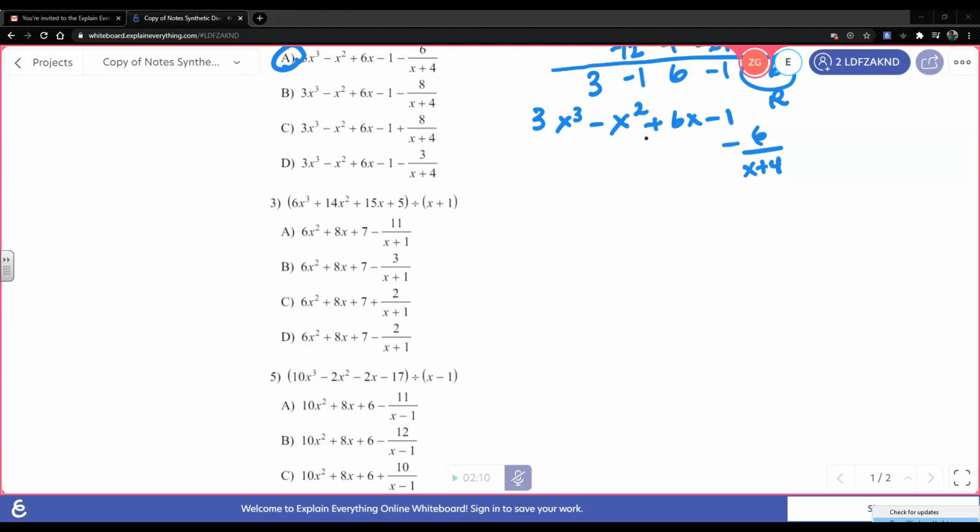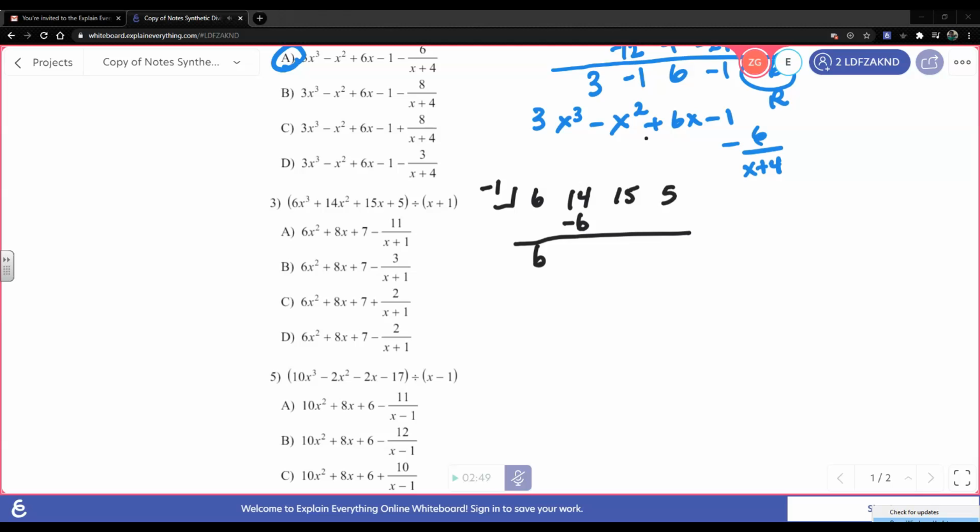So now we're going to divide the two polynomials using synthetic division, and we're going to start by listing the coefficients. So we have 6, 14, 15, and 5. Remember that we have x plus 1, so it's going to be negative 1. And we're going to start by bringing down the 6. We have negative 1 times 6, which gives you negative 6.